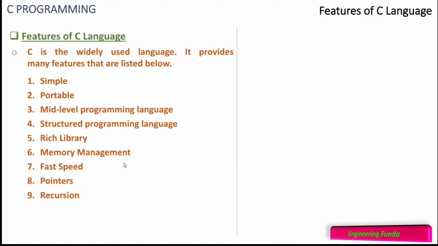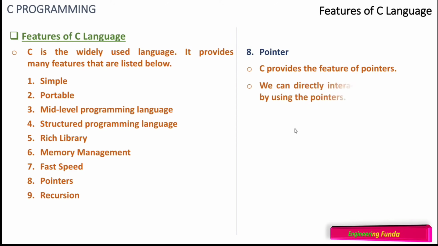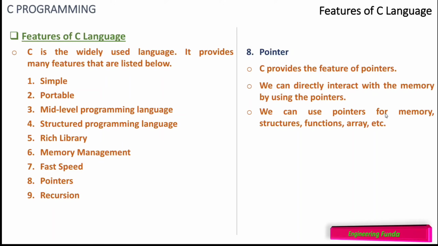The eighth feature says that it has the capability of pointers. C provides the feature of pointers. We can directly interact with memory by using pointers. We know that it is only pointers that can give us the capability of interacting with memory directly. We can use these pointers for memory structures, functions, arrays, etc. Because of this pointer capability, we can go for memory allocation and deallocation in a dynamic fashion.